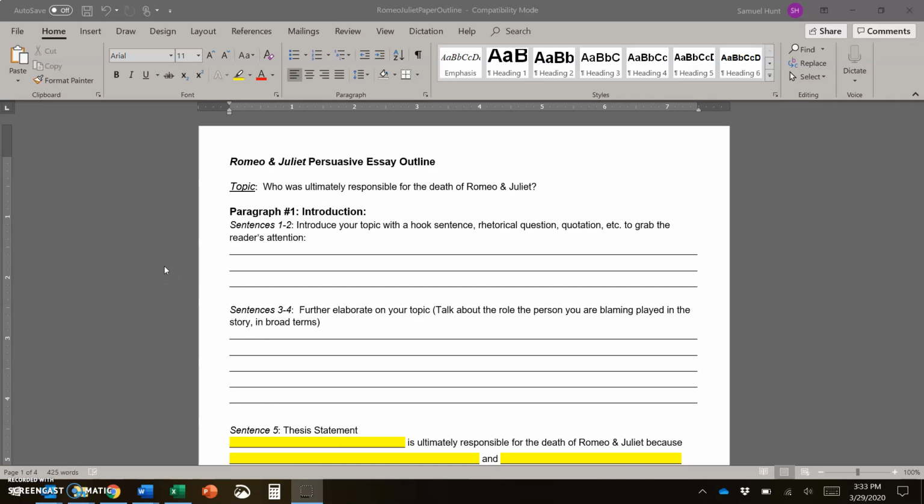This is something that we are going to be using to help you with your essay. Should make it as easy as we possibly can. So what this document is, and this is already uploaded to Canvas, it is an essay outline for you to use to create your rough draft.